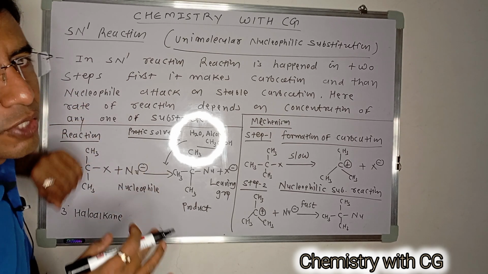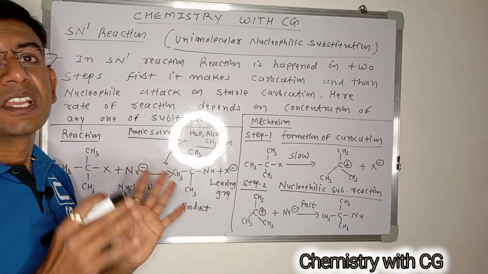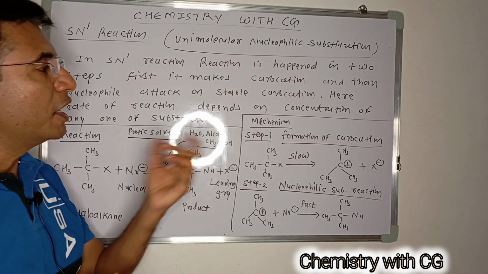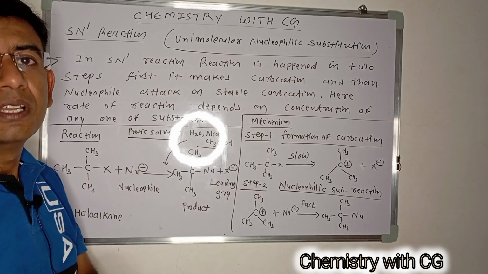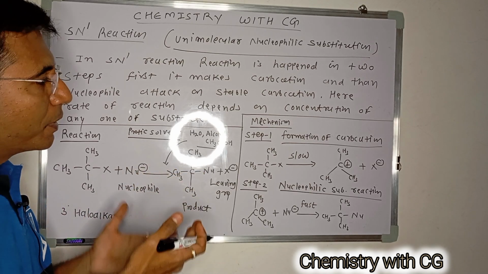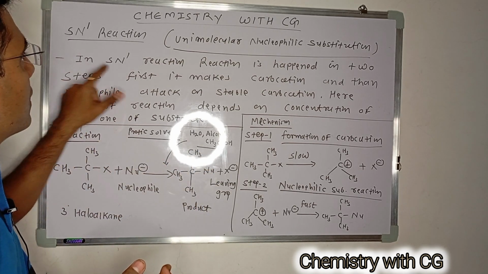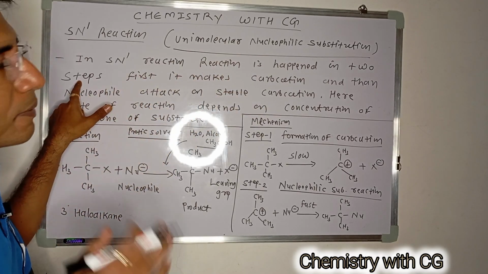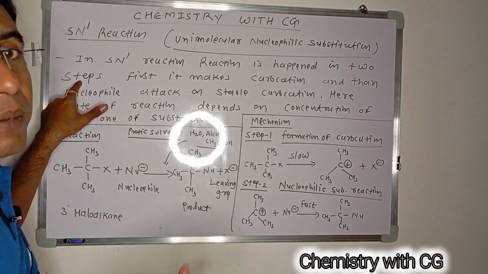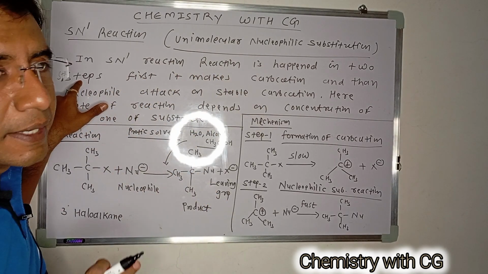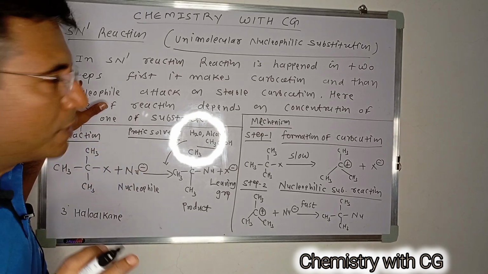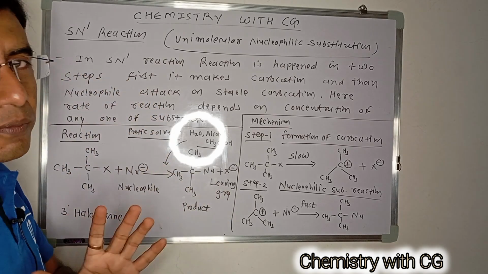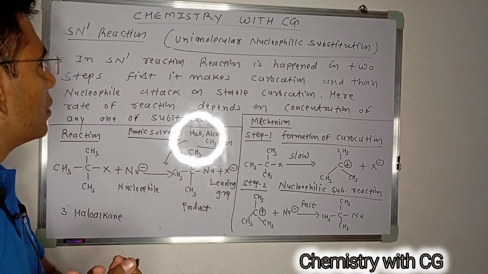Here the rate of reaction depends on only one of the substrates in the reaction. So how it happens, we just see it. The SN1 reaction happens in 2 steps. The first thing is that this reaction happens in 2 steps, while the SN2 reaction happens in just 1 step. So this is the basic difference between SN1 and SN2 reaction.